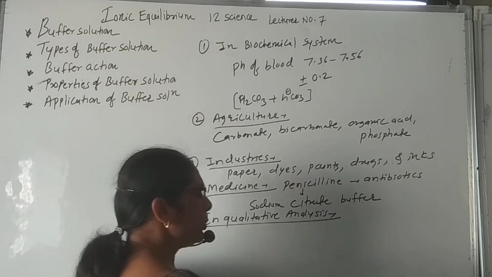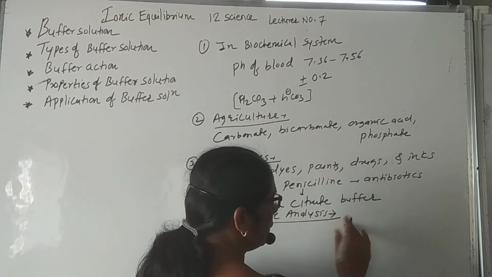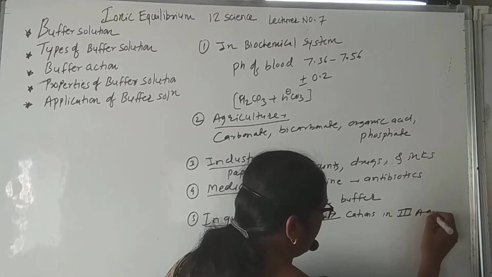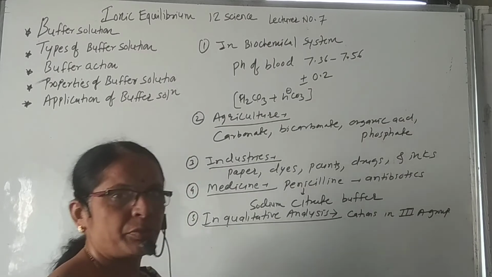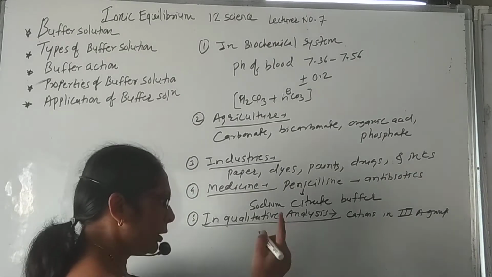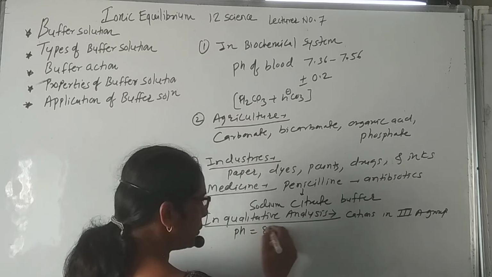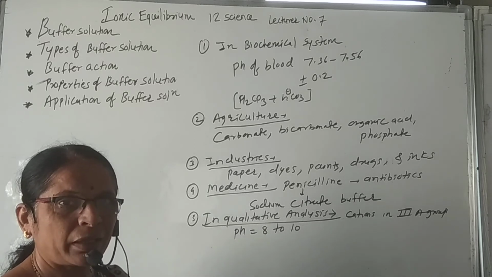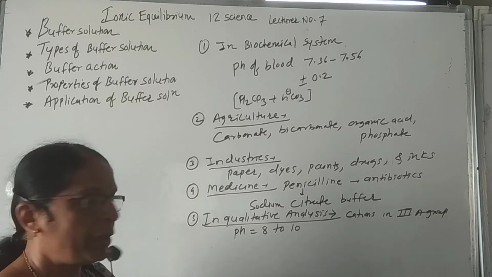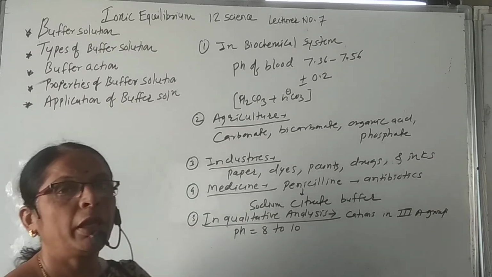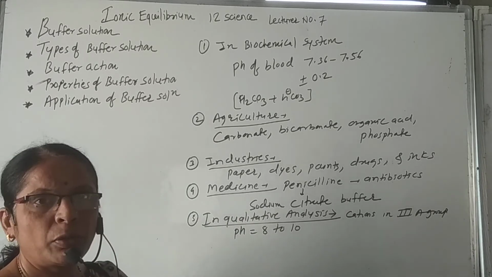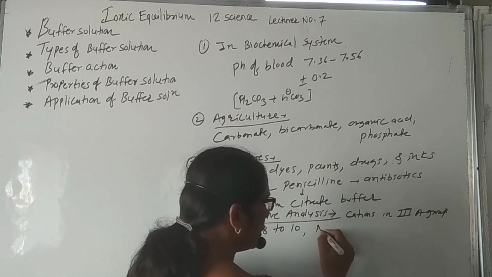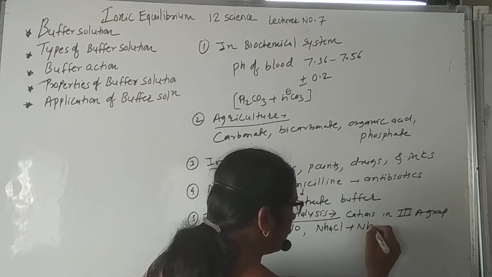In qualitative analysis, particularly in the detection of the cations in third A group elements, in order to detect the elements belonging to the third A group, we require the pH of the solution to be between 8 to 10. And that pH between 8 to 10 can be maintained by a buffer solution, and for this we can use a solution of ammonium chloride and ammonium hydroxide.